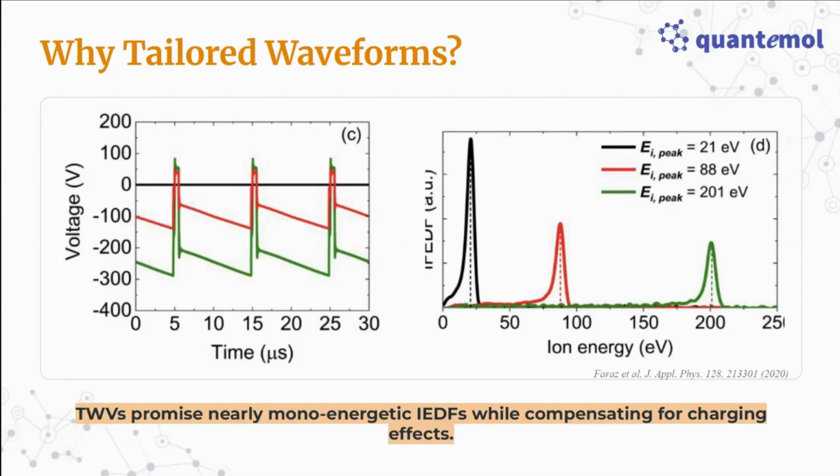So you also need to compensate for this. So you need to compensate for both the charging of the wafer and the charging of the blocking capacitor. And experimentally, it has been shown that you can actually get nearly monoenergetic IEDFs. So we thought, well, let's try to simulate this.